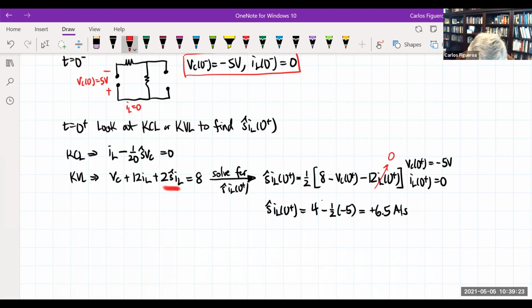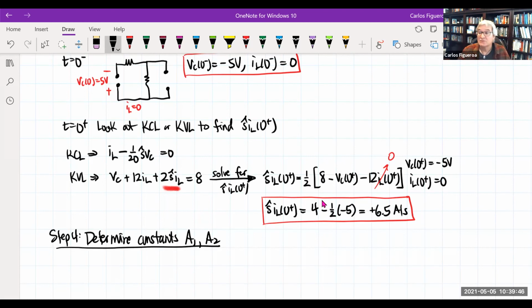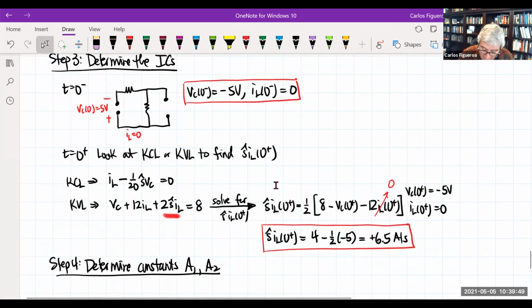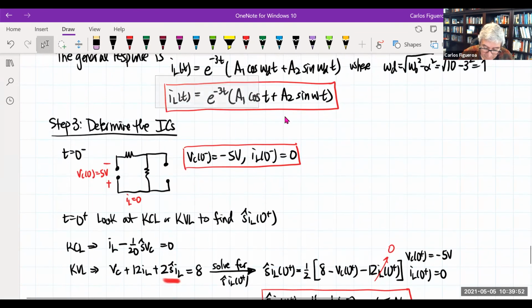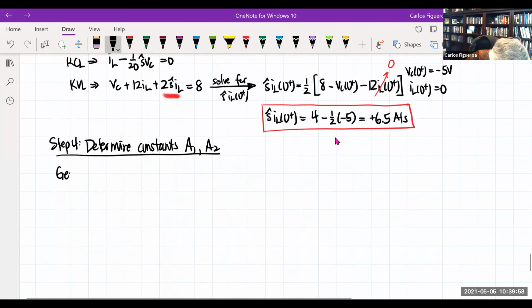So now I have my initial condition. I have both of them. So here I go. Now what I'm going to do is go to step 4 and I need to determine constants A1 and A2. So if I do that, I now have my general response solution. Right, so we know that our general response is this guy right here.